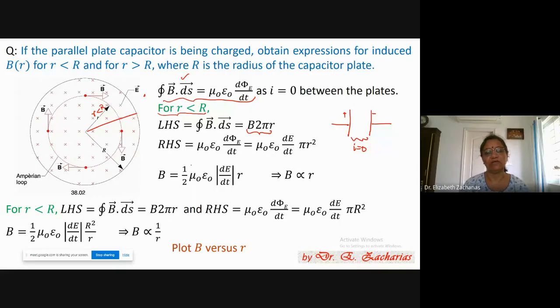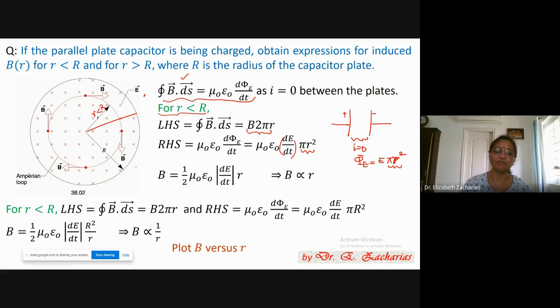Now come to the right hand side. The right hand side has mu naught epsilon naught dΦE by dt, and you know already that ΦE is equal to the electric field E into pi small r square. Why small r square? Because we are interested in that small area, because our Amperean loop is enclosing a small area of radius small r. So you have to write E into pi small r square. Now pi r square can come out of the d by dt, and you get dE by dt into pi r square. This is equal to the left hand side, which is B into 2 pi r.